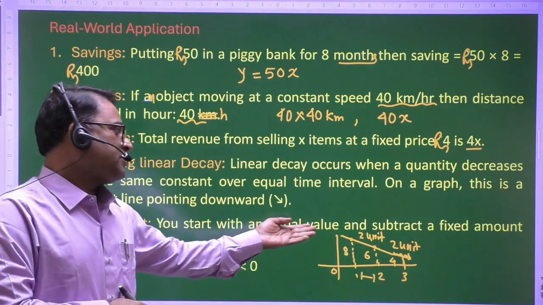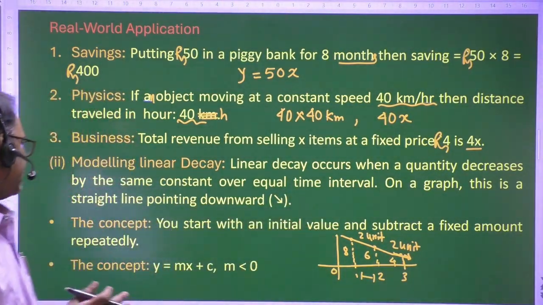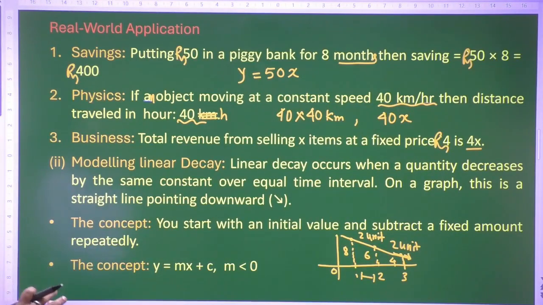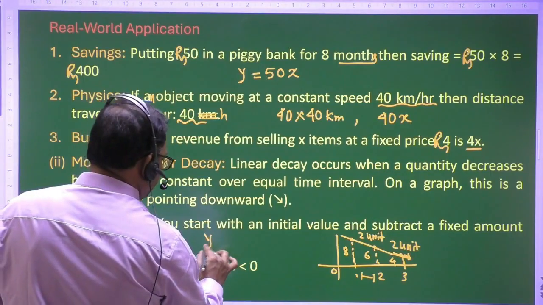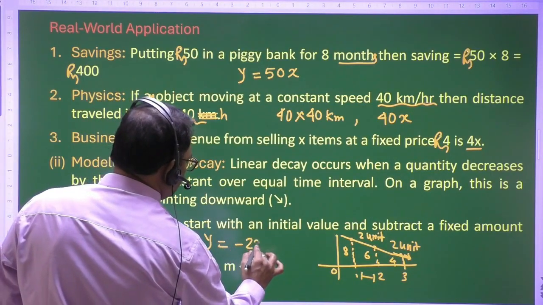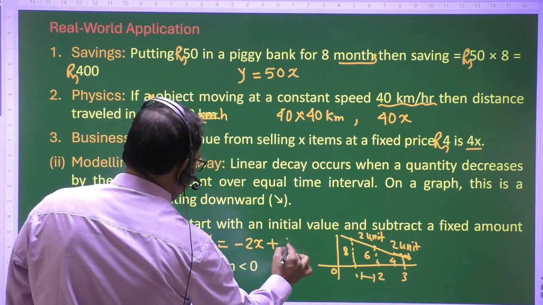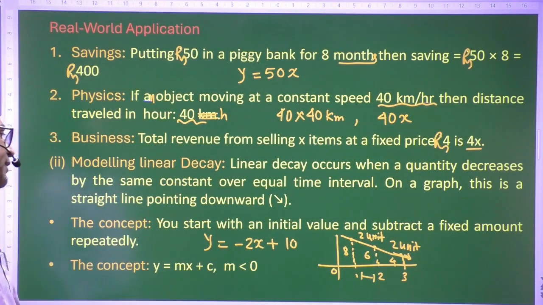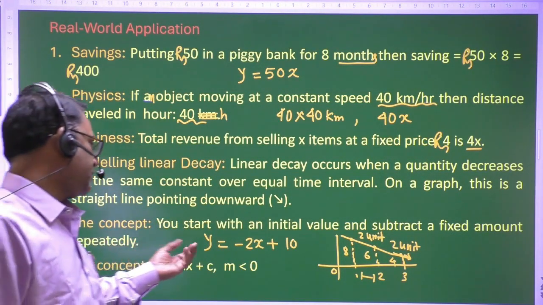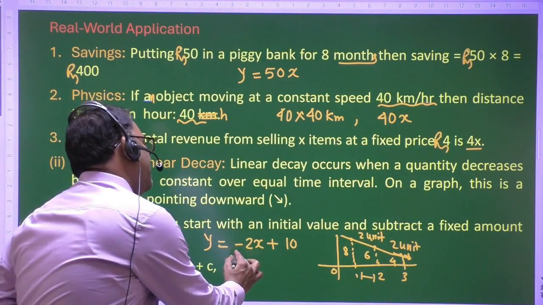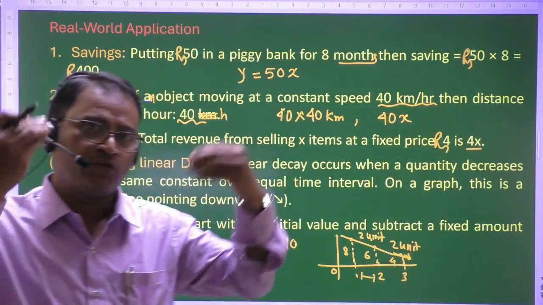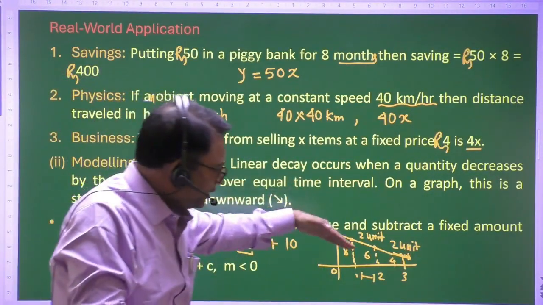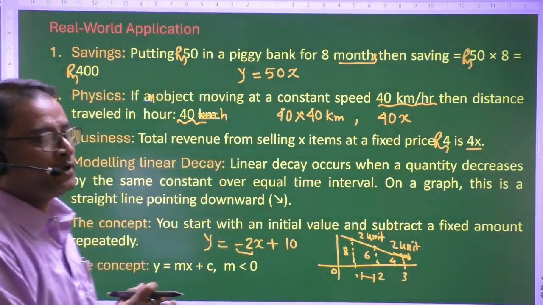You start with an initial value and subtract a fixed amount repeatedly. That is the concept here. Suppose this line is nothing but y = -2x + 10. If I have this type of thing, then here the m value is negative. So when m is negative, automatically you have to think about a line which is pointing downwards.